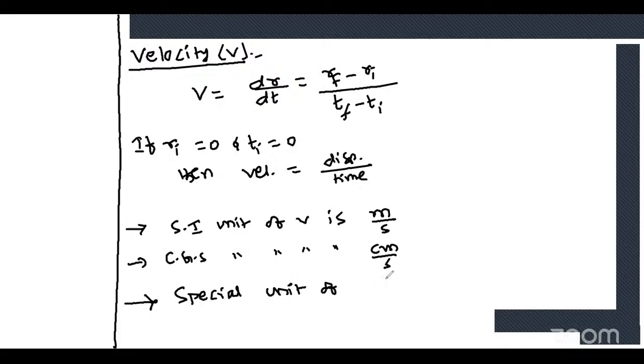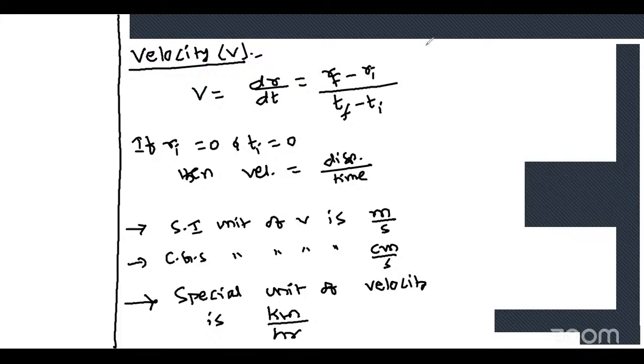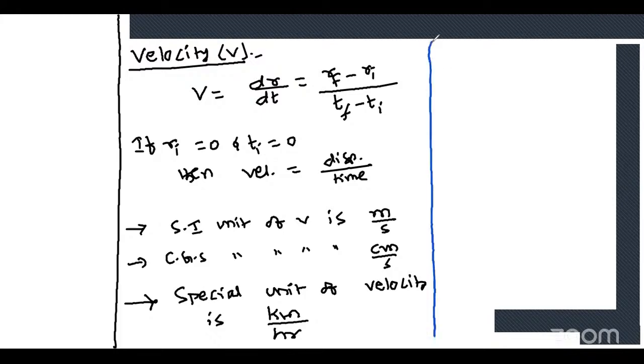Special unit of velocity is kilometer per hour. Now we'll see how to convert kilometer per hour to meter per second.